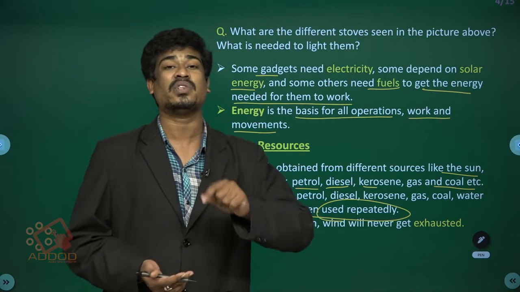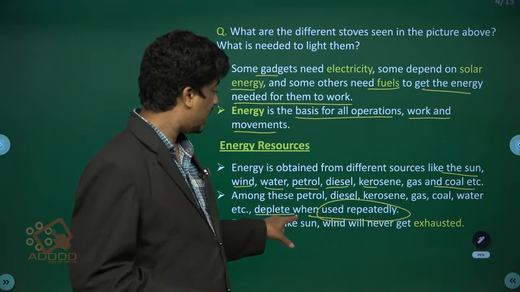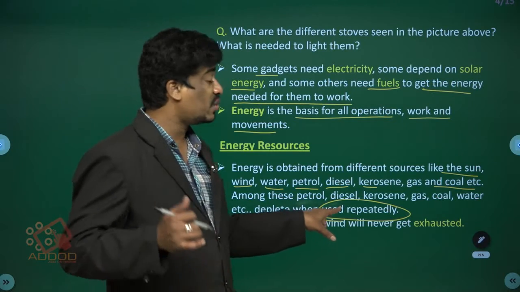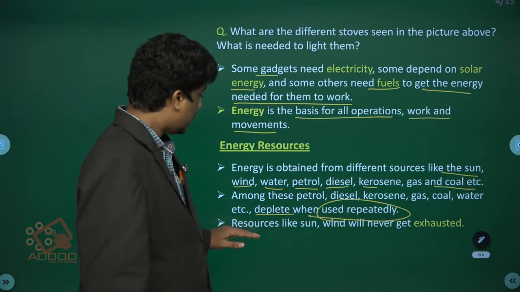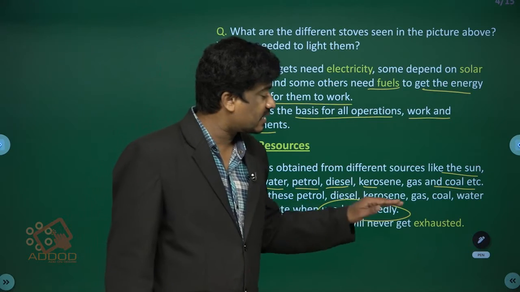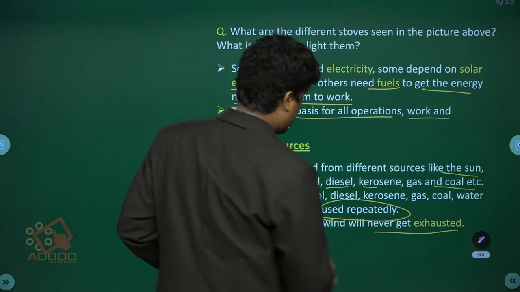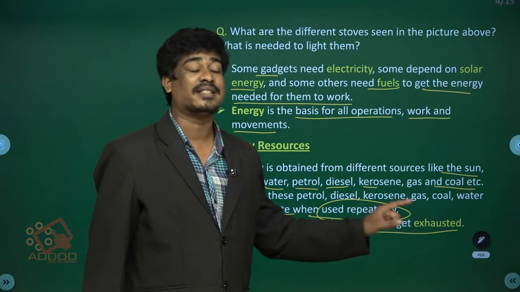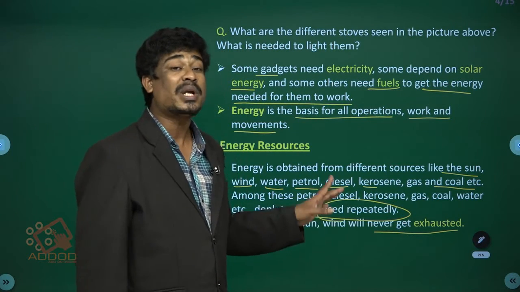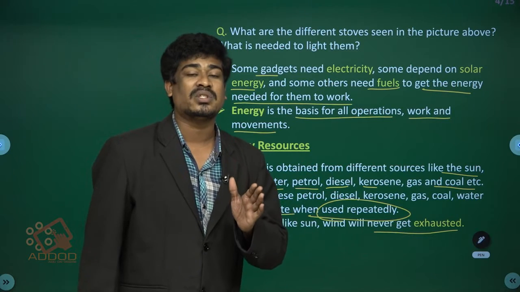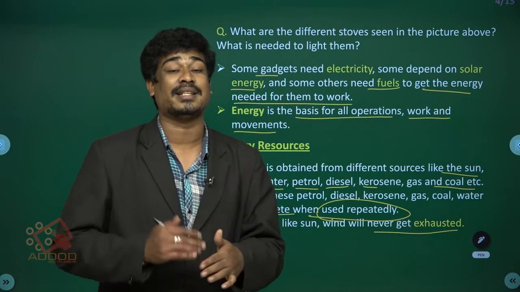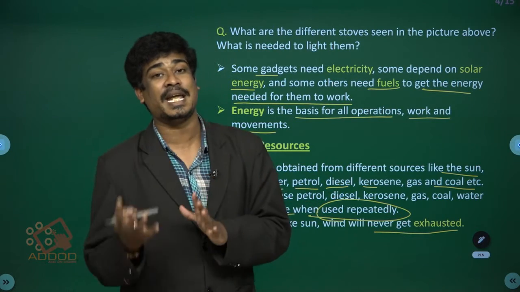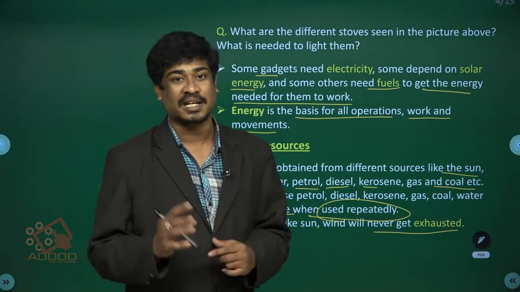So here 2 types of resources are there. The first resources deplete when used repeatedly. Resources like sun, wind will never get exhausted. So 2 types of resources are there. The first resources are exhausted and the second resources are not exhausted. Let me see what name is given to the first one and the second one.